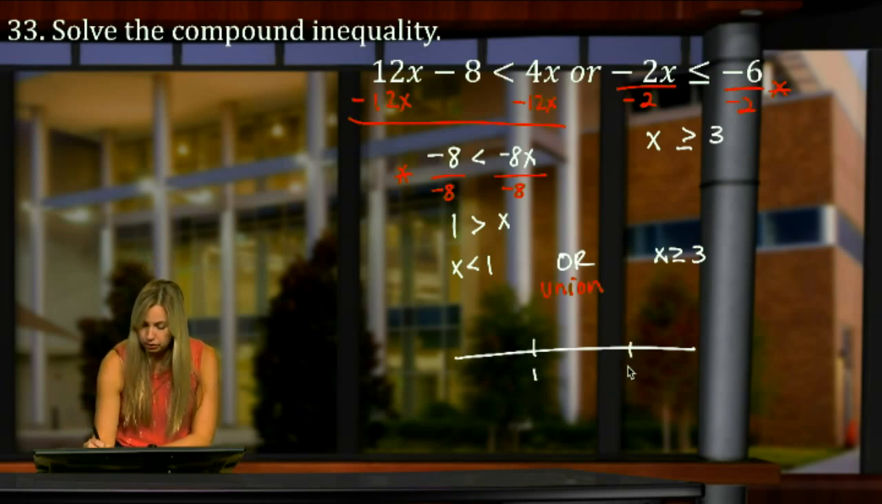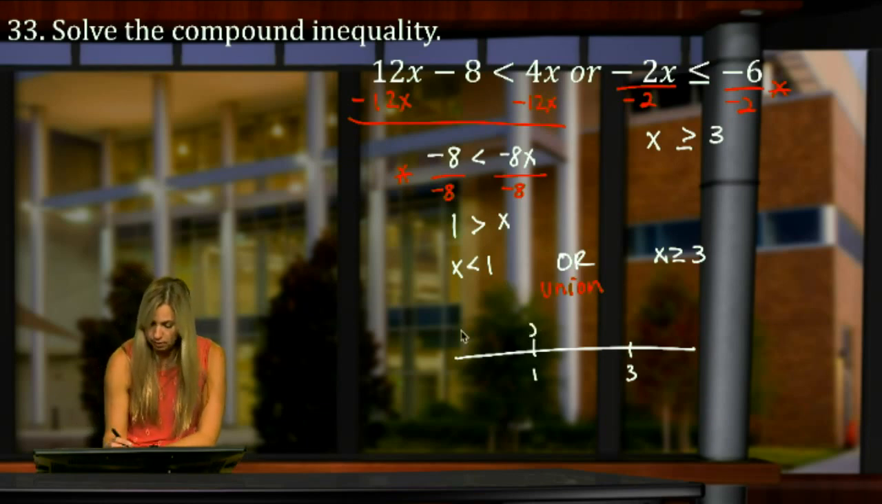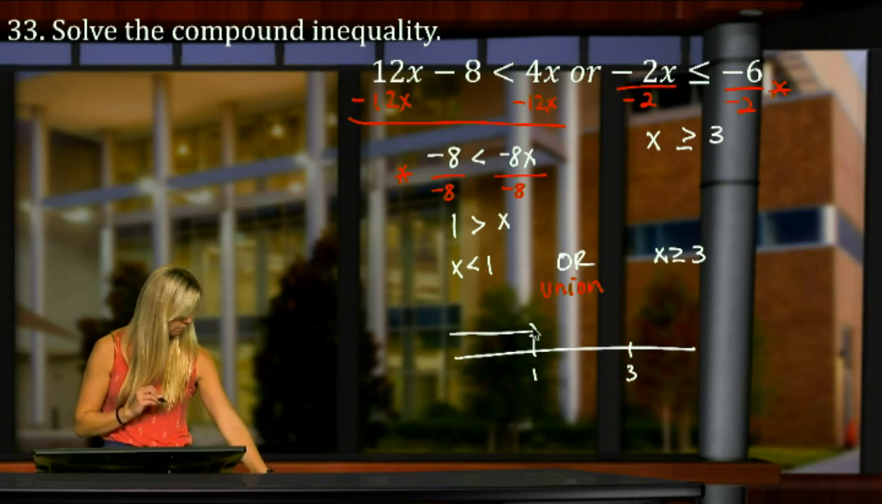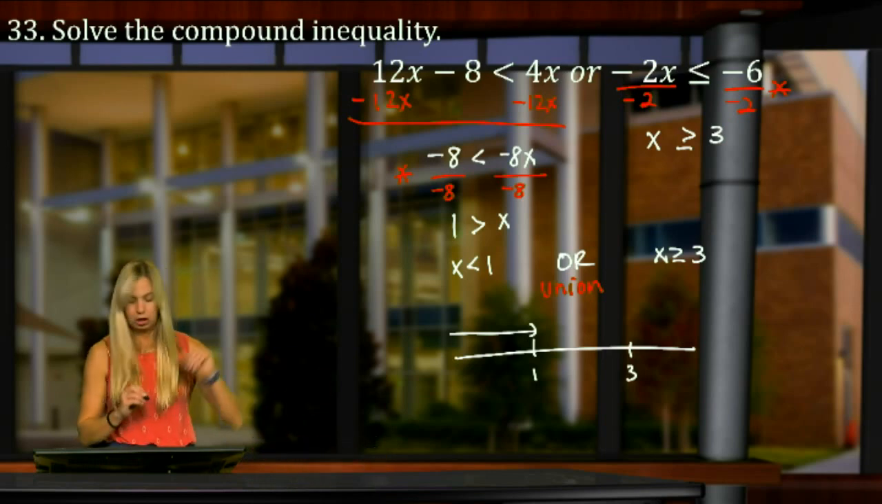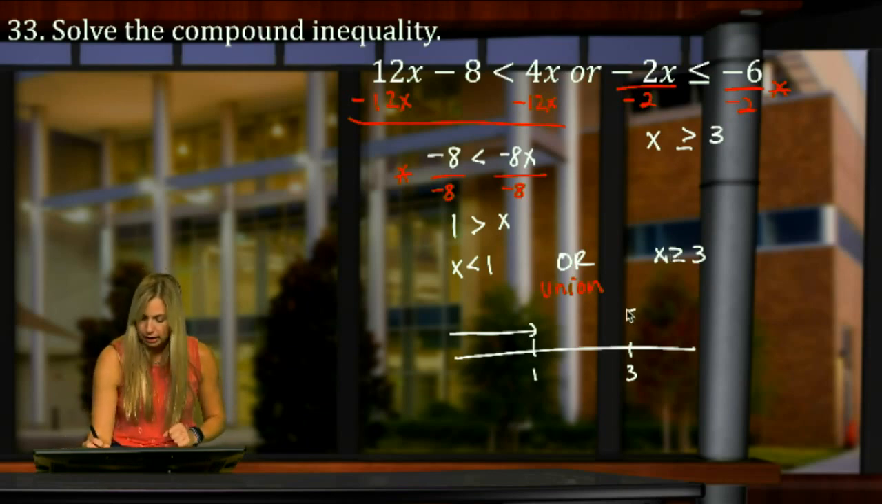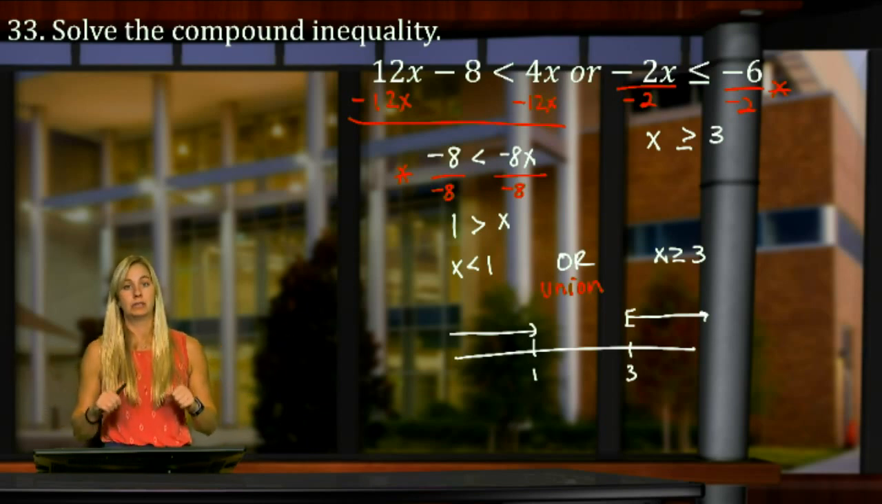So here's 1, here's 3. This first one is x is less than 1. So that's going to be to the left of 1. Sorry guys, I'm just checking where I'm at real quick. Okay, we're good. X is greater than or equal to 3, so that's going to be starting at 3 and going to the right. Now the union, we see we have a similar graph that we had in a few examples prior to this, where we've got two separate shaded regions going in opposite direction.